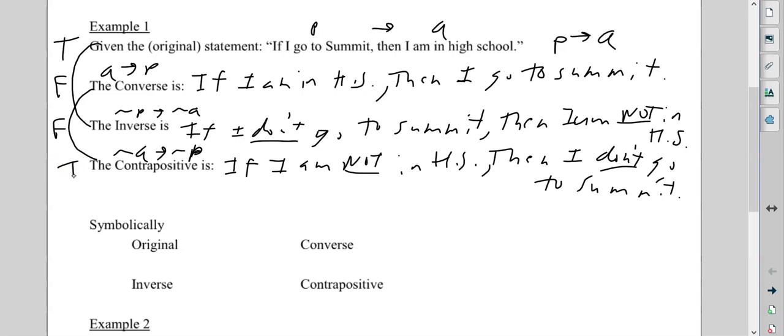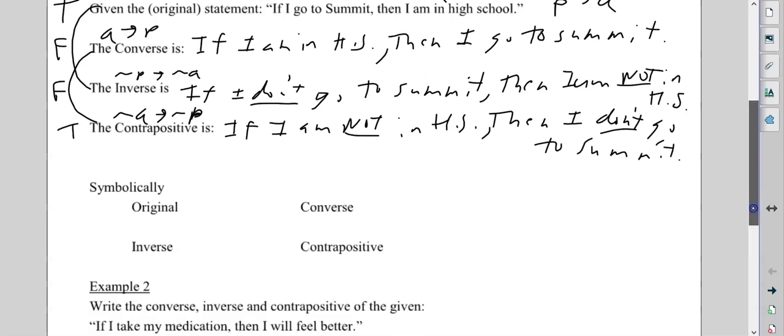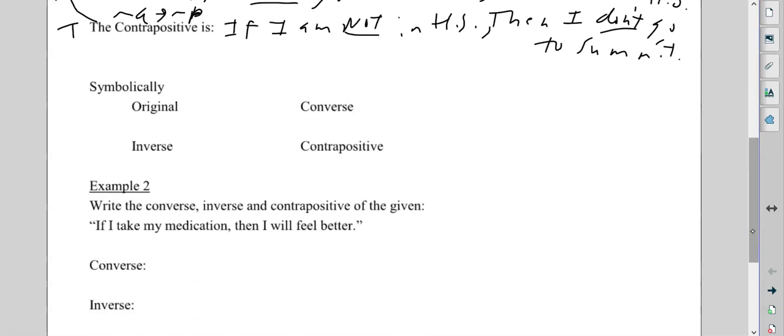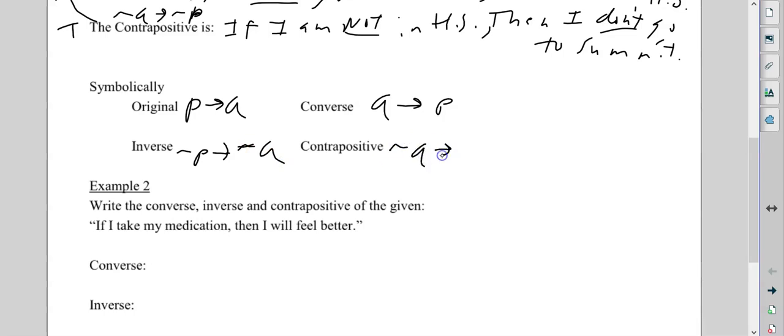So the last two can get kind of confusing. What I like to do is pick something that satisfies the antecedent and then apply it. So I don't go to Summit, pick another high school. If I'm not in high school, pick another level of schooling. Seems to make it a little bit easier, at least for me. Okay, so we already talked about this, but I'm going to put it again. So this is P, then Q. The converse is Q, then P. The inverse is not P, then not Q. And the contrapositive is everything, switching and negating: not Q, then not P.